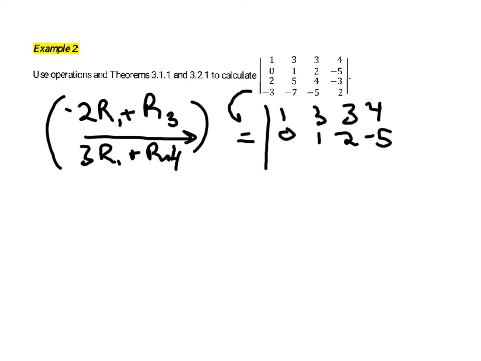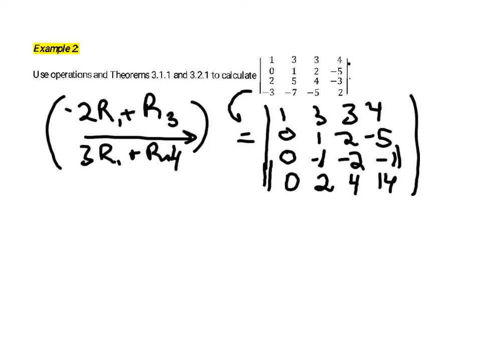And I'm doing -2 times row 1 plus row 3. So I add -2, I add -6. So that's -1. I add -6 again, so this will be -2. I add -2 times 4 up here, so -8, so this is -11. Okay, and then in the last row, 3 times row 1 plus row 4, so 0. I add 9, 9 again, and add 12.